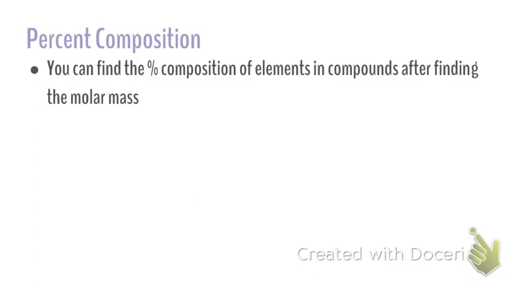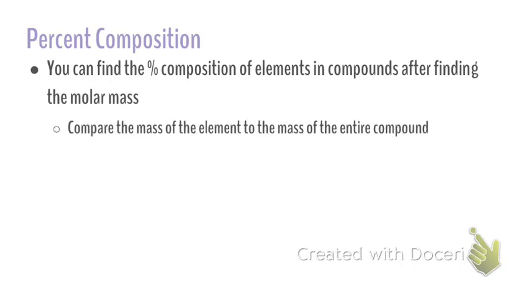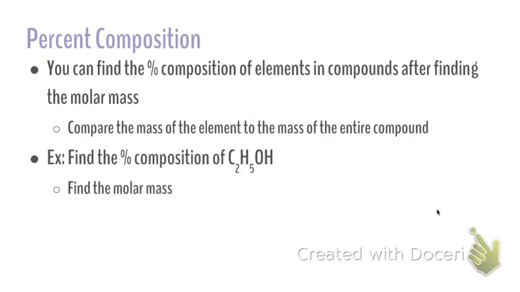So, let's say I wanted to calculate the percent composition of this molecule right here, C2H5OH. When we say percent composition, it means the percent of each element in there. We have to list all the elements that add up to 100%. So the first thing we do is find the molar mass. C2H5OH: carbon is 12, so 24 plus 5 plus 16 plus 1, 46 grams per mole is our total molar mass.